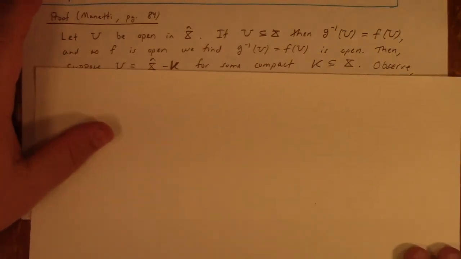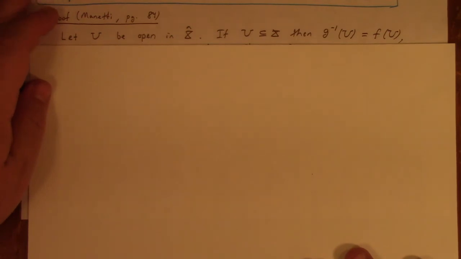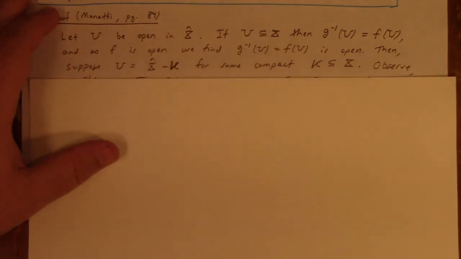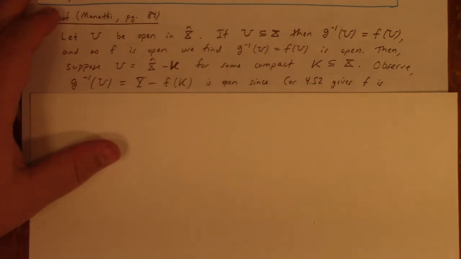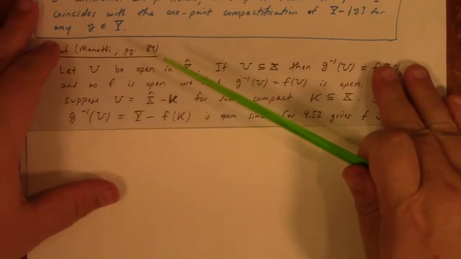So here is the proof. This is from Munkres, page 84. Let U be open in X hat, the compactification. If U is a subset of X, well then G inverse of U is just F of U. And as F is open, we know then that G inverse of U, which is F of U, is open, right? And then suppose U is the other kind of open set in the compactification, the complement of X hat by a compact closed set K in X, and as such the inverse image of U is equal to Y minus F of K. So that's just the definition of G up here, basically, in action.